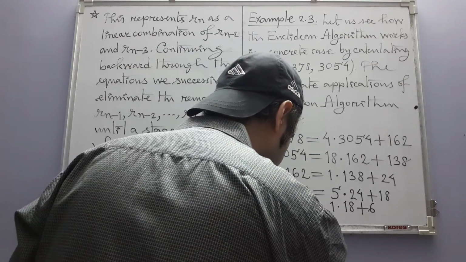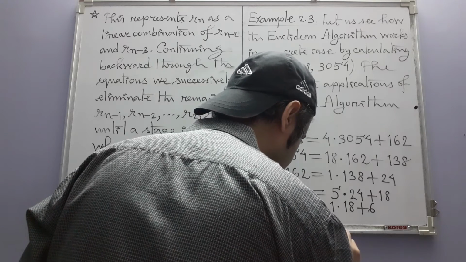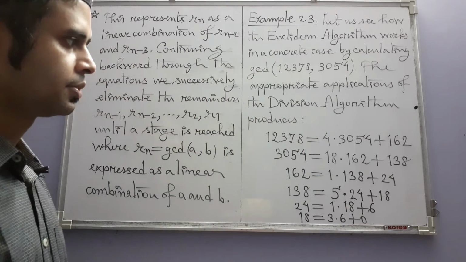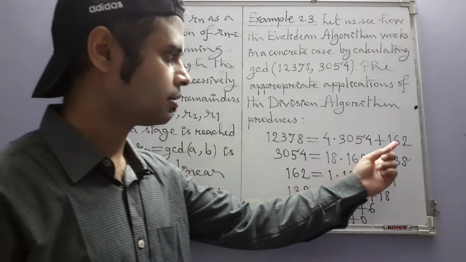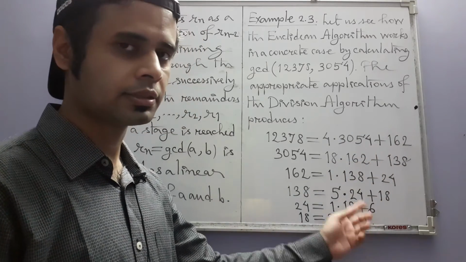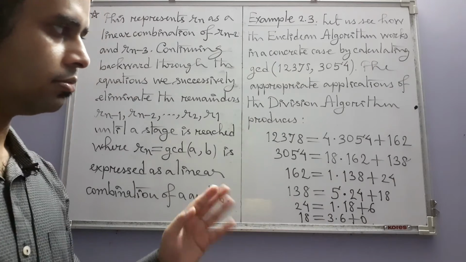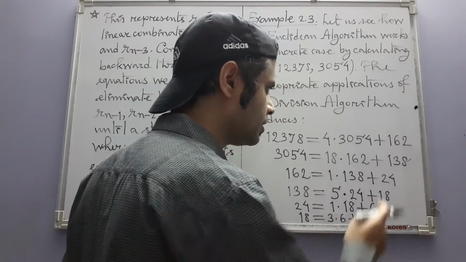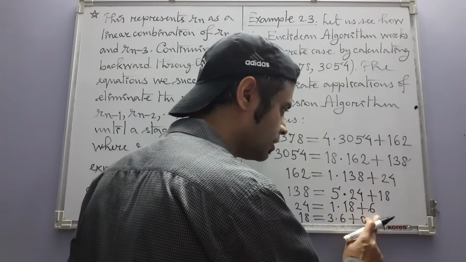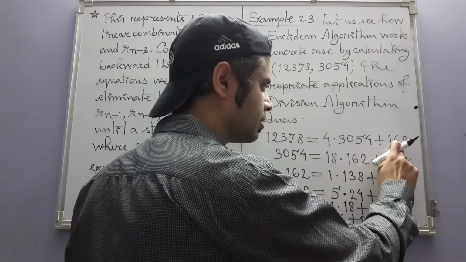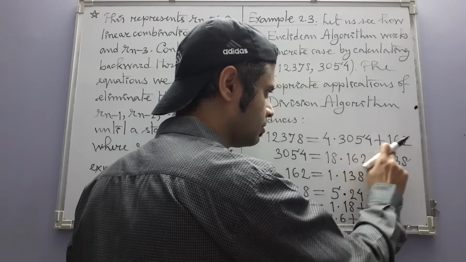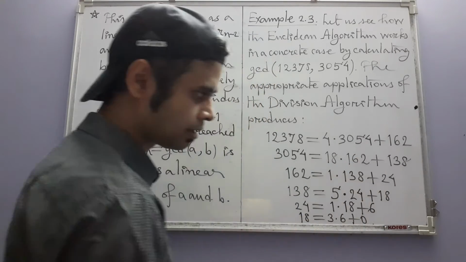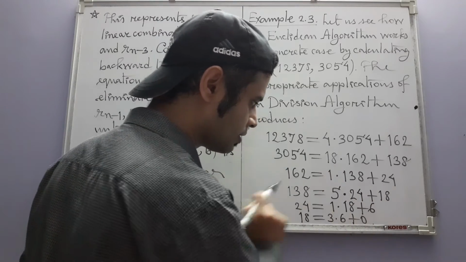And 18 of course is divisible by 6. 3 times 6 plus 0. So at each stage you can understand that these numbers appearing on the right hand side, the rightmost numbers, are the remainders. There is no need to write those inequalities. It's obvious that these are all positive up to 6, and at each stage the remainder is less than the divisor. 162 is less than this, 138 is less than 162, 24 is less than 138, 18 is less than 24, 6 is less than 18.